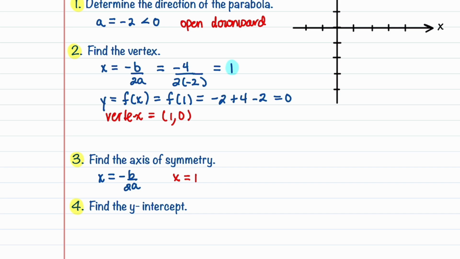To find the y-intercept, we're going to set x is equal to 0. So we have f at 0. And let me go ahead and write down our function again since we can't see it. Our f of x is minus 2x squared plus 4x minus 2. And we're going to substitute in that x is equal to 0, so we end up with minus 2. And that tells us that our y-intercept is (0, -2).